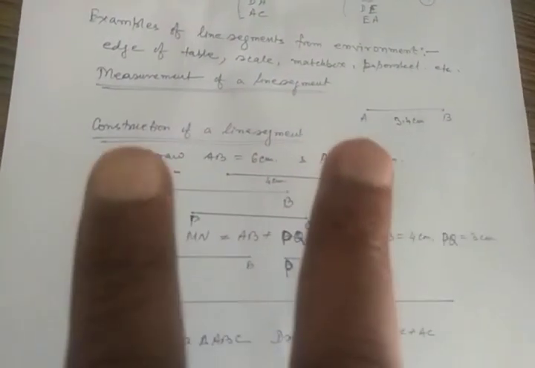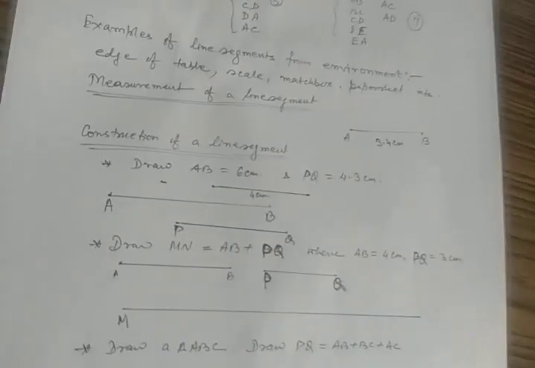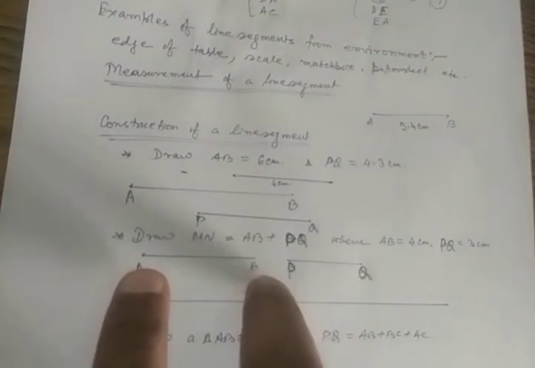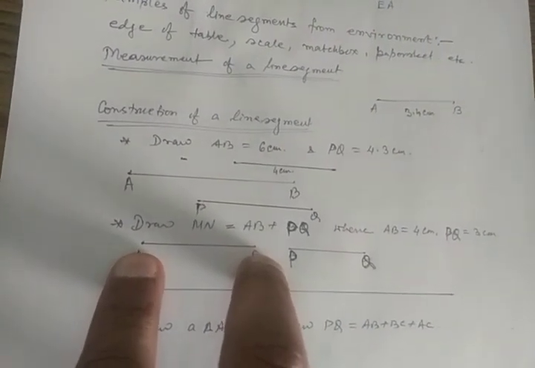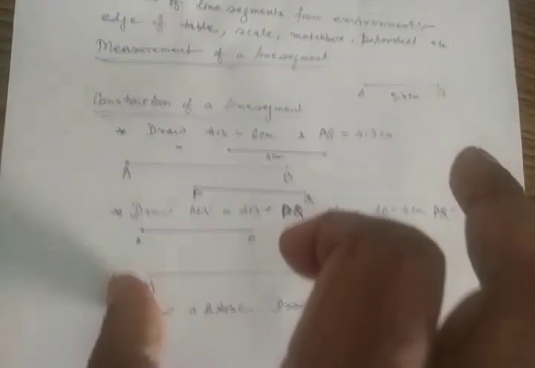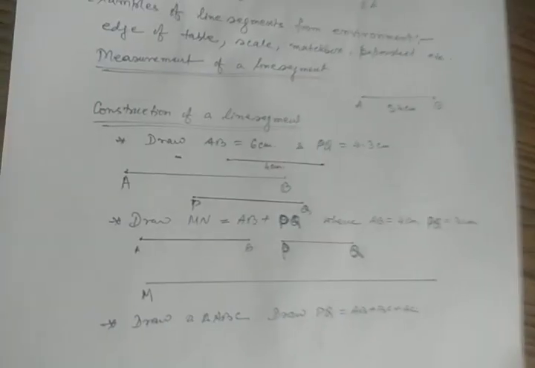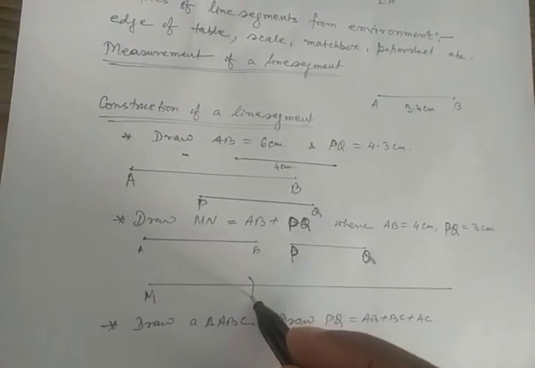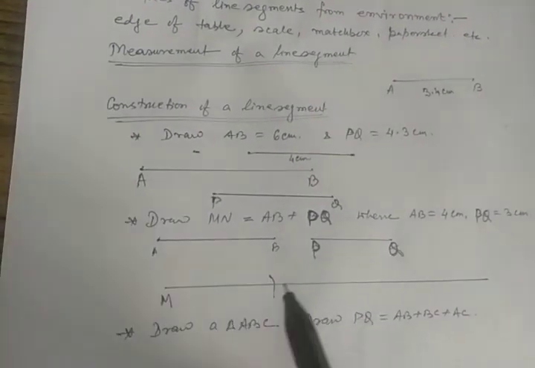These are the 2 points of a compass. Both the steel point and the pencil point you can use now. Just see, take the length AB. Okay, this is your AB. Now put it here and draw one arc. Is it clear? This is your 4 centimeter.